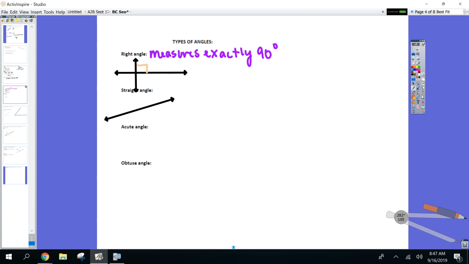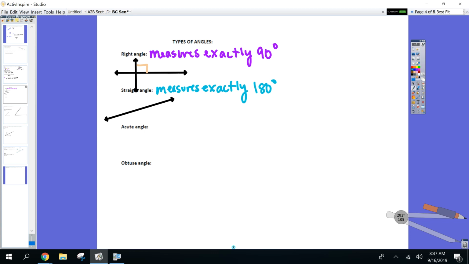Straight angle. I kind of left it up there from last class, but anybody know anything about a straight angle? Measures exactly 180, yep. It's another name for what other geometric term we started the year off with? A line, yeah. Measures exactly 180, it's a line.